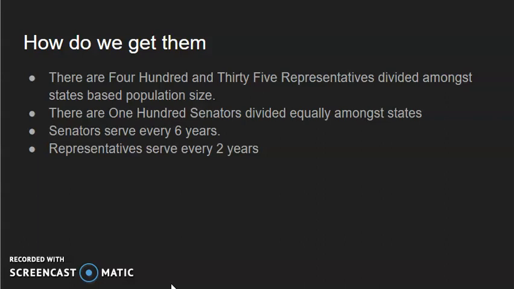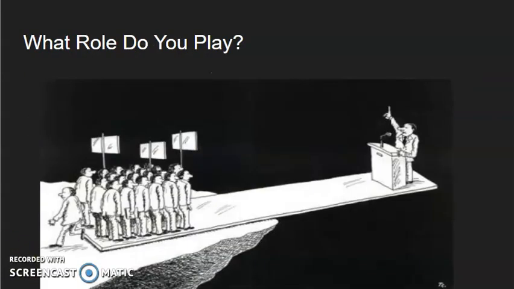More often than not, the same representatives that represented you before are going to go back into office, but as I'll show you in our next few slides, that is not necessarily the case, and it is up to you to decide whether your representatives stay in office or not. So what role do you play? In this image, you can see the power that people have versus their politicians. You see a group of people standing on a plank with a politician hanging over the edge of a cliff.